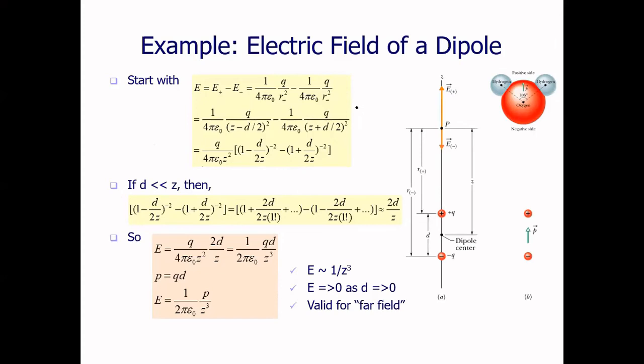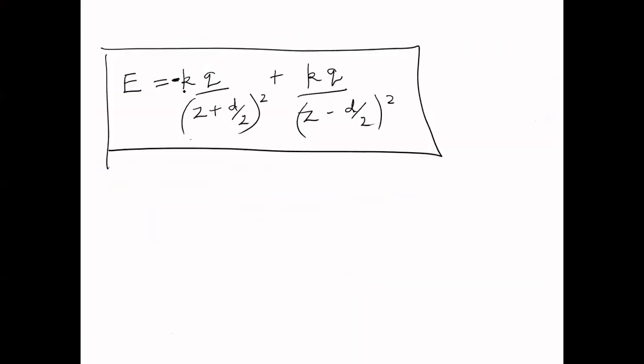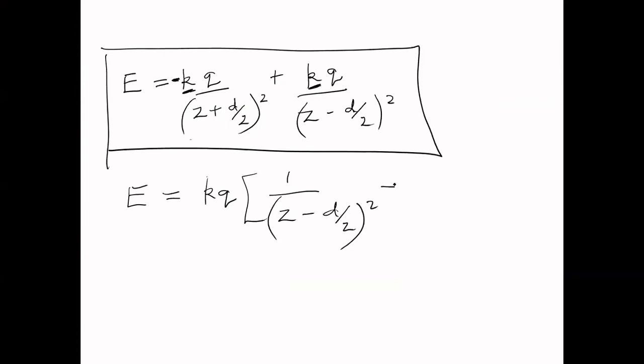Okay. So where we have reached in that calculation is somewhere here. You see, your K is common. In this case, your K is found here, also found here. And even your Q is actually common. So if you want, you can write this as E is just equal to K Q. You factor it out. And then what you remain with, this one is positive, so I'm going to take it there. So I have 1 over (Z minus D over 2) squared, then minus 1 over (Z plus D over 2) squared.